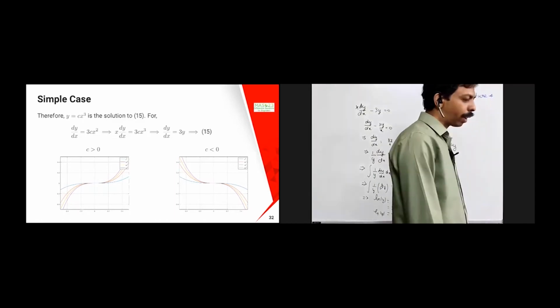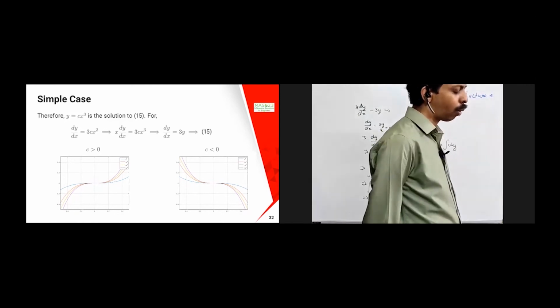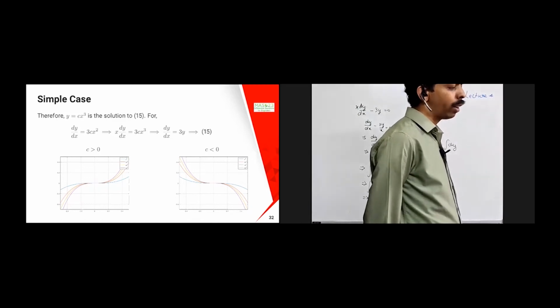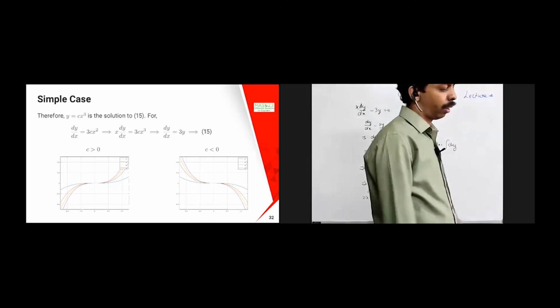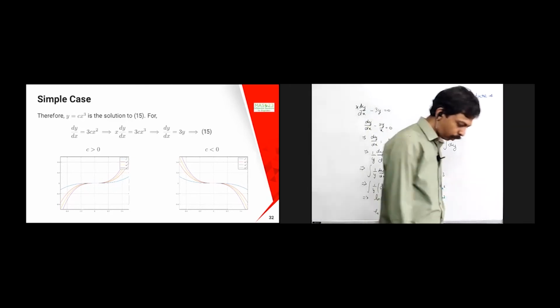So you can see the graph of that function also. When c is greater than 0, you have one curve, and when c is less than 0, you have one curve. So we are not getting a unique one. We are going to get an infinite number of families of curves. That's what we have here.